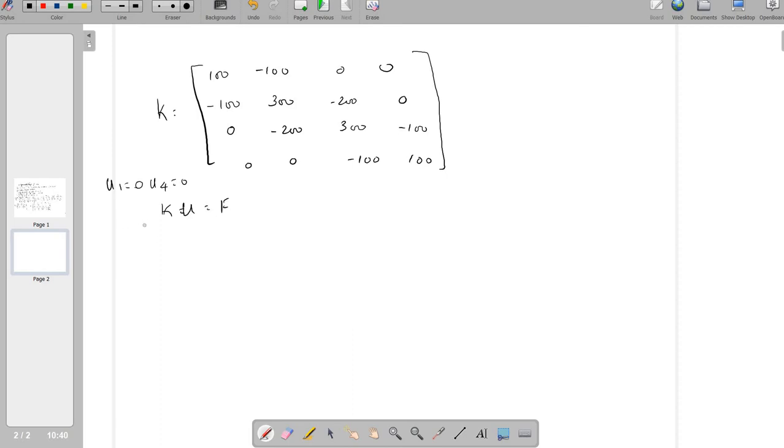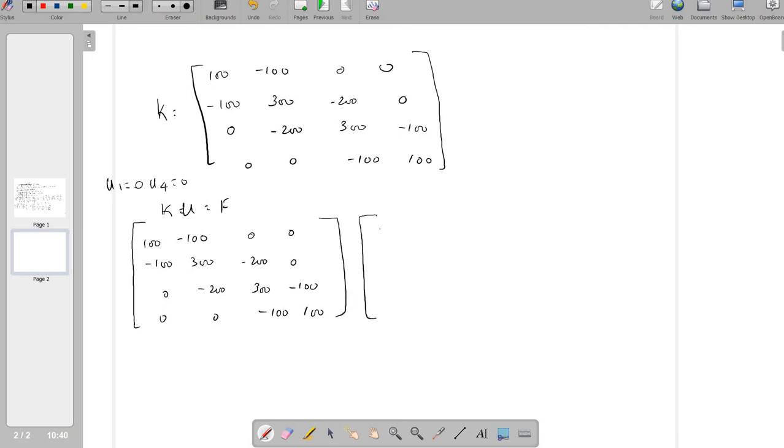So we have the overall global stiffness matrix: 100, minus 100, 0, 0; minus 100, 300, minus 200, 0; 0, minus 200, 300, minus 100; 0, 0, minus 100, 100. So this is the global stiffness matrix. So the displacement is from U1 to U4.